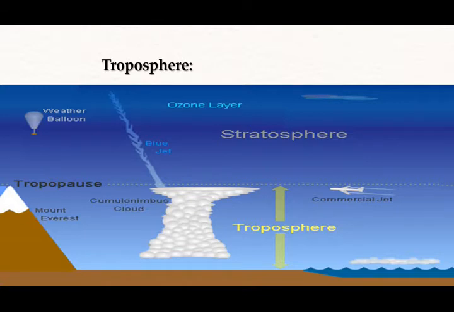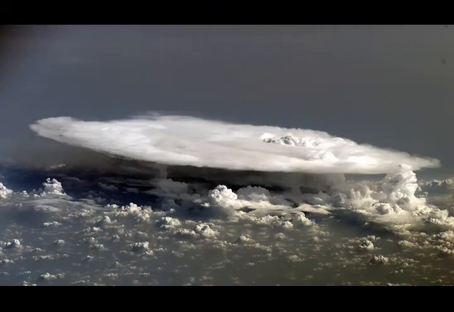And just above this tropopause region is where the long distance commercial jet airliners fly. Now, this is a photograph taken from an aeroplane where you can see the tropopause region where the maximum condensation of the cloud formation has taken place. This is the limit of the troposphere. Here the temperature is around minus 60 degrees Celsius.